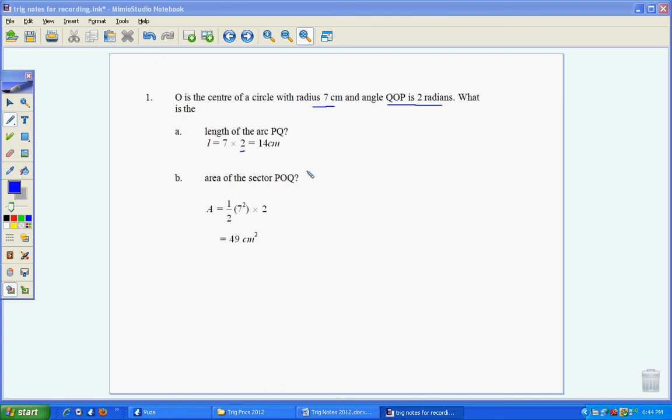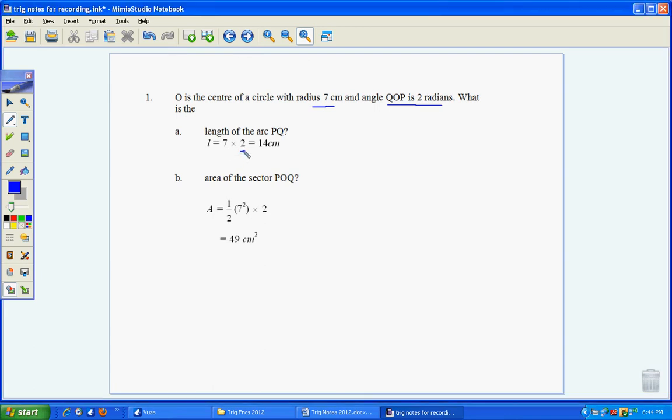Looking through some problems. The first one is pretty straightforward. We're given a center, the center of a circle. It's got a radius of 7. Our angle that we want to look at is 2 radians. So an arc PQ that's subtended by 2 radians, we just substitute in the 7 and the 2 into the length of the arc formula, gives us 14.